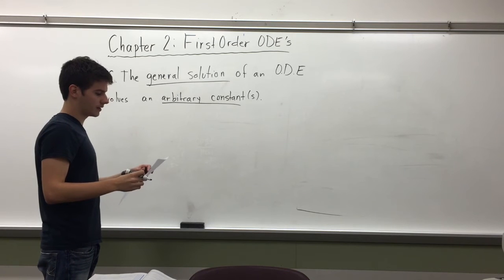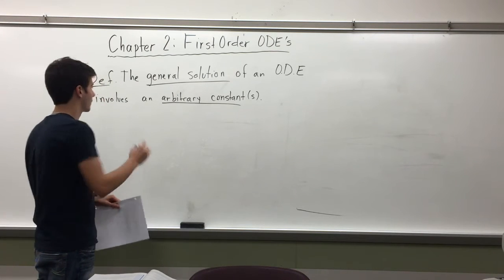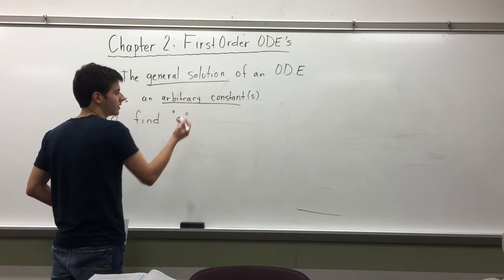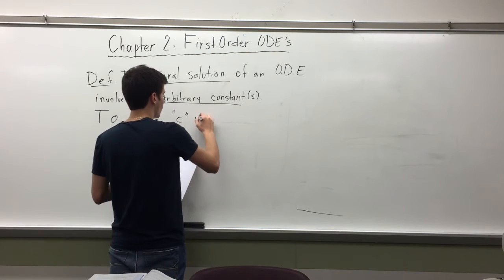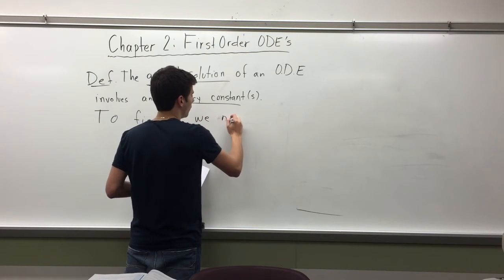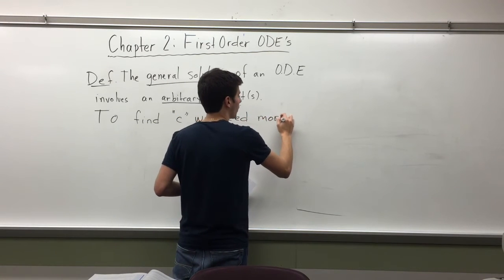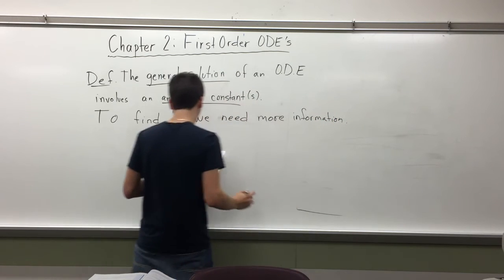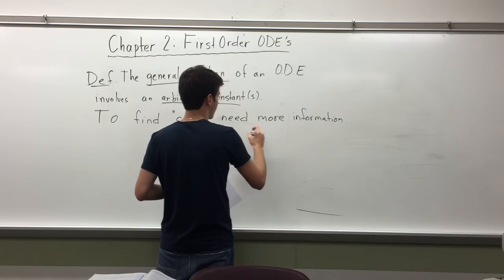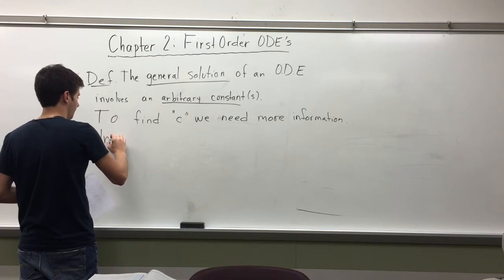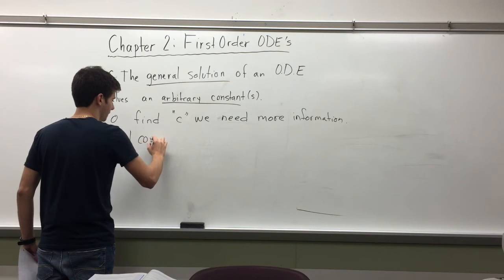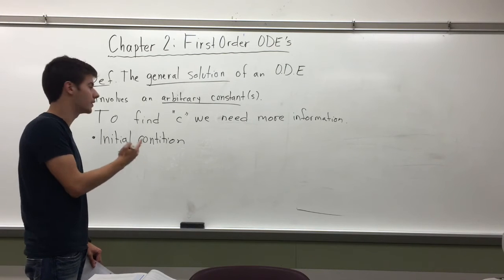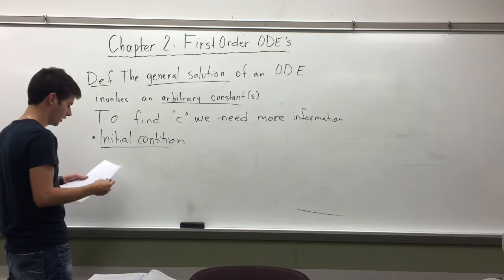If we want to find c, so to find our constants, we need more information, which is an initial condition. So to find the value of these constants, we need initial conditions.